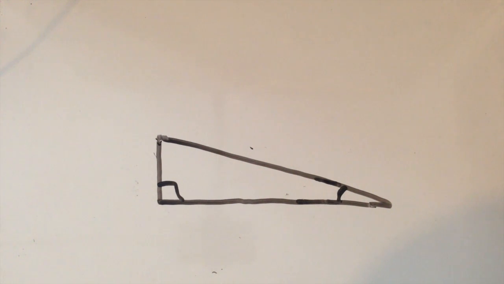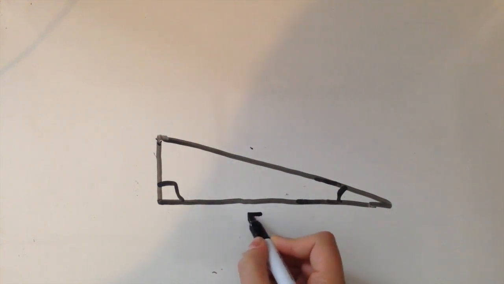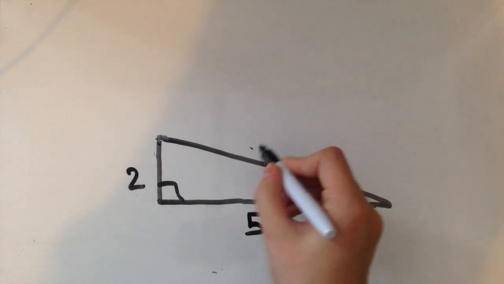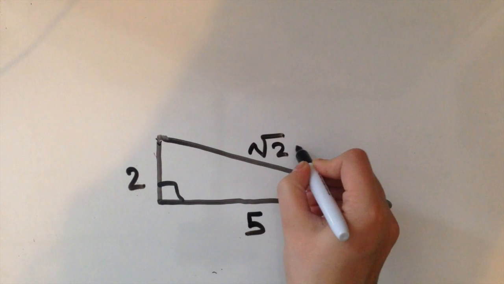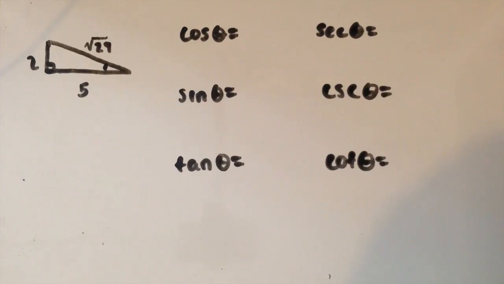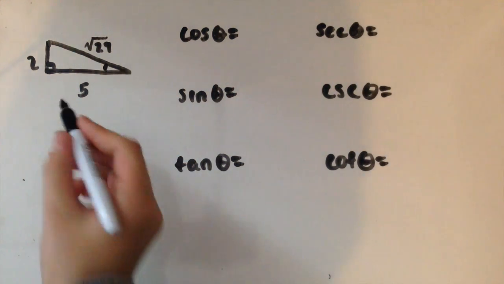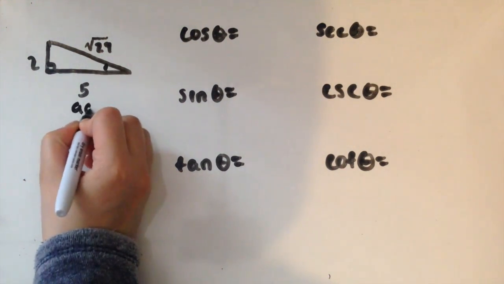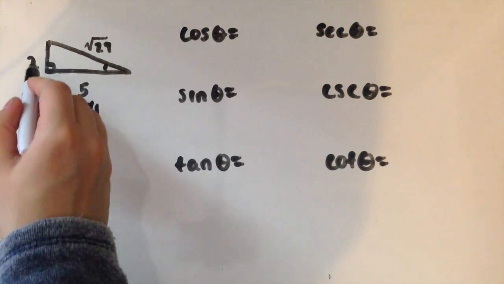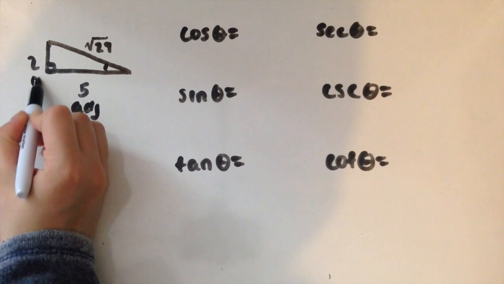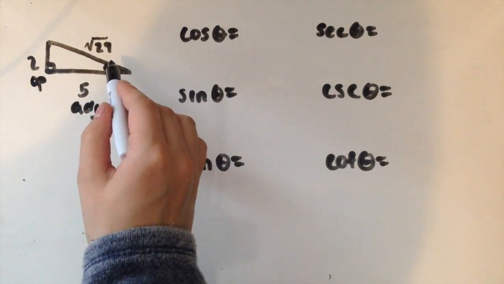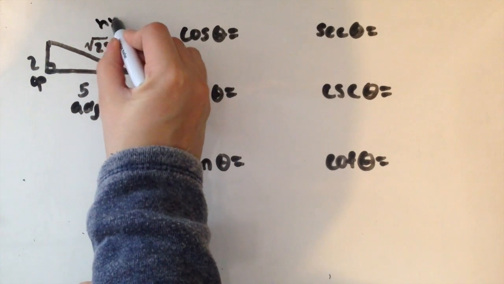As an example, let's use this triangle and say that the sides are 5, 2, and root 29. Before we start finding any ratios, let's just remember to clarify that if this is our theta, 5 is going to be the adjacent side, 2 is going to be the opposite side, and root 29 is going to be our hypotenuse.